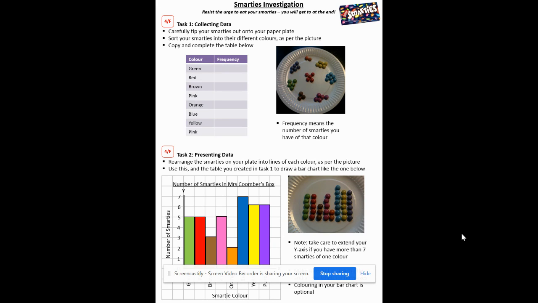Task two is presenting the data. So this is lesson two. And what I want you to do for lesson two and lesson three is to think about the graphs that you've done this week or last week or this term and make me some graphs based on what your sweets are telling you. Okay, so on this example for representing data, they've used a bar chart. You could use a line graph, a pie chart. You could do it in colour, whichever you want. The more creative, the better.